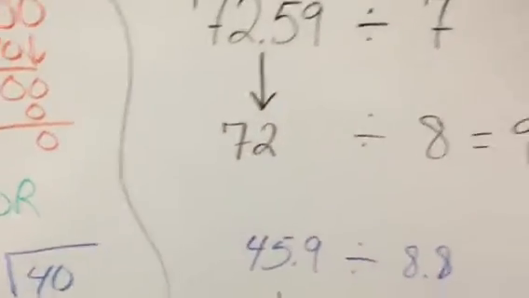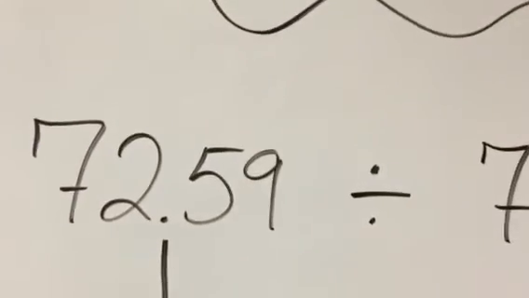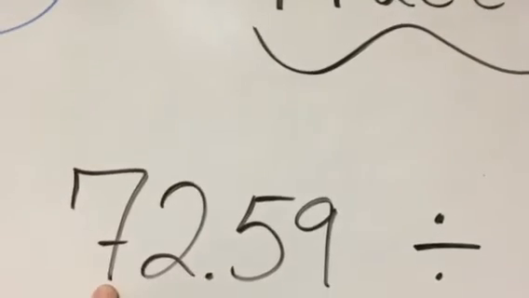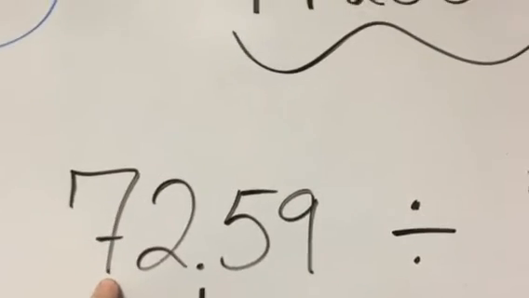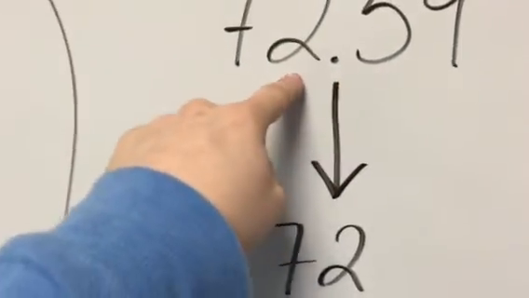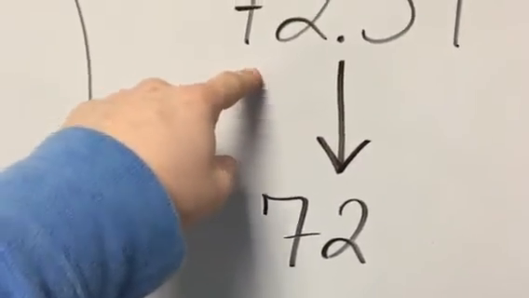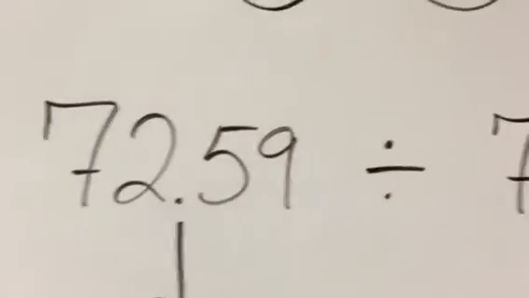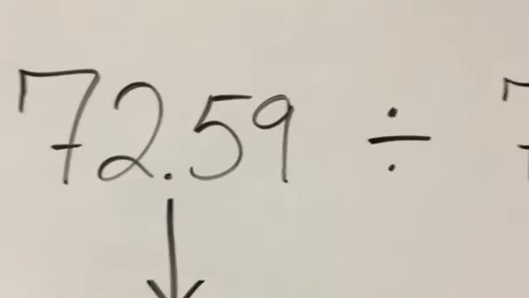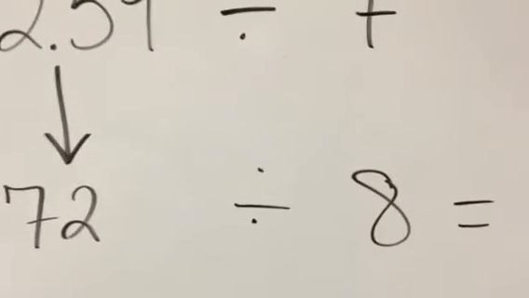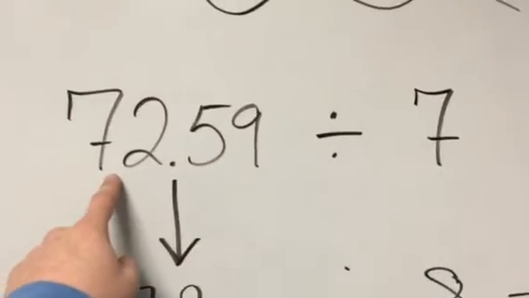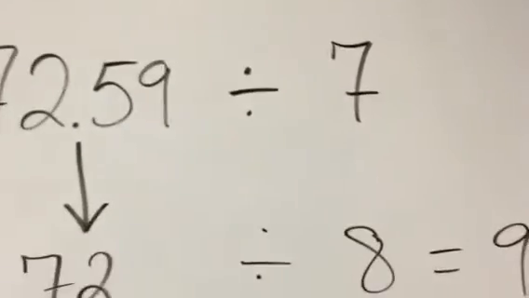Let's do some practice. We have 72.59 divided by 7. Now, I could round this to 70, or I could keep this the same and round it up to a whole number, being 72. And if I round it to 72, I don't want to leave this number as a 7 because that's not compatible. I'm not going to be able to divide it very easily. So I'm going to move that to an 8. And 72 divided by 8 equals 9. You also could have done 70 divided by 7 equals 10.